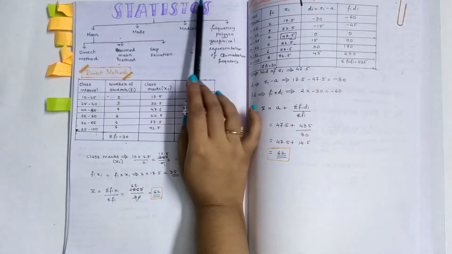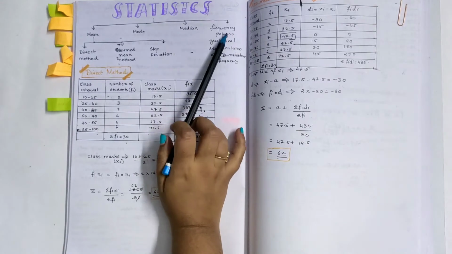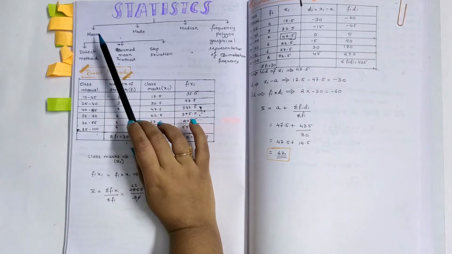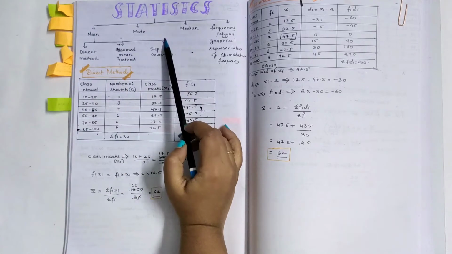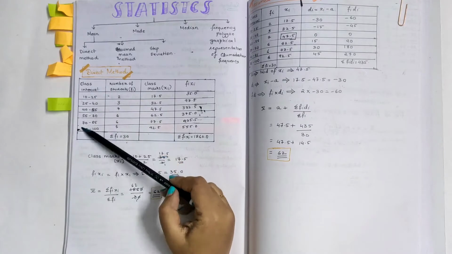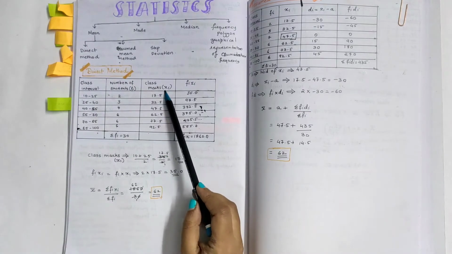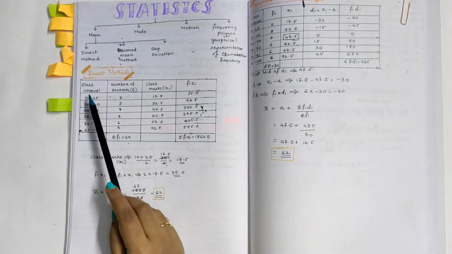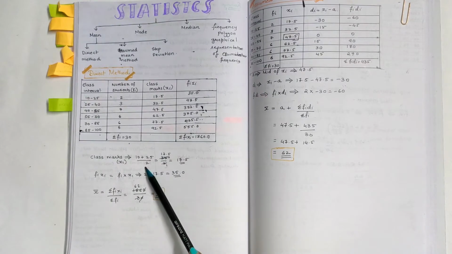Statistics has 4 parts. First mean, then mode, then median, and last is frequency polygon. Under mean there is the direct method, assumed mean method, and step deviation method. For the direct method, class interval and frequency will be given to you. You'll have to find xi. To find xi, you add the upper limit and lower limit and divide by 2.